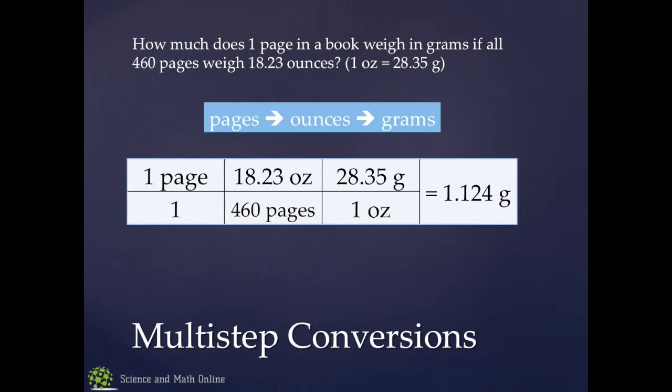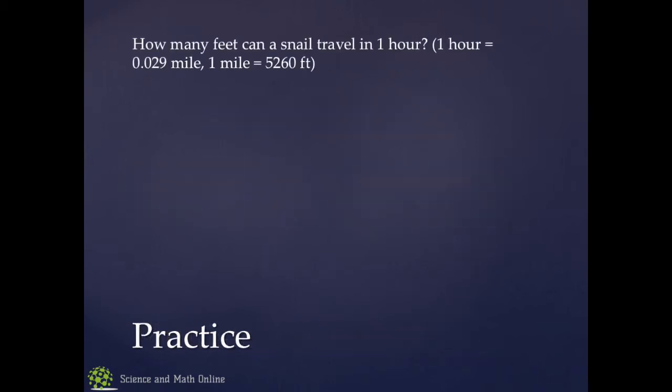All right, so let's look at some practice problems. First one. How many feet can a snail travel in an hour? I'm telling you that in an hour, that snail can go 0.029 miles. So we need to go from hours to feet somehow, but I don't have a direct conversion. If you look at the 2 conversion factors I have given you, they both have mile in them. So we're going to have to go hour to mile, and then mile to feet. We have to do this in multiple steps.